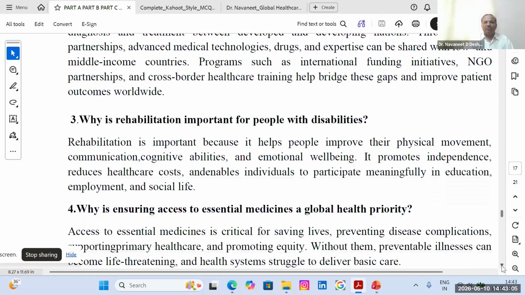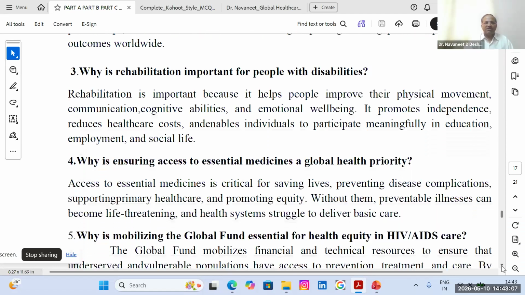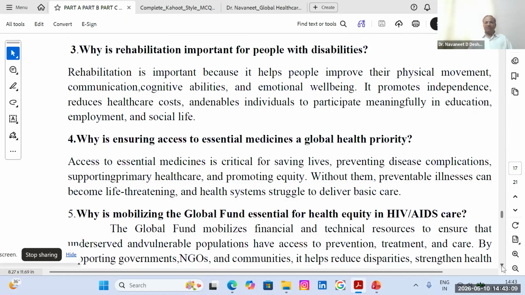Why is rehabilitation important for people with disabilities? Rehabilitation is important because it helps people to improve physical movement, communication, cognitive abilities, and emotional well being. It promotes independence, reduces healthcare costs, and enables individuals to participate meaningfully in education, employment, and social life.